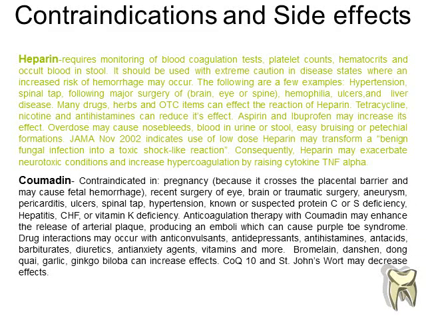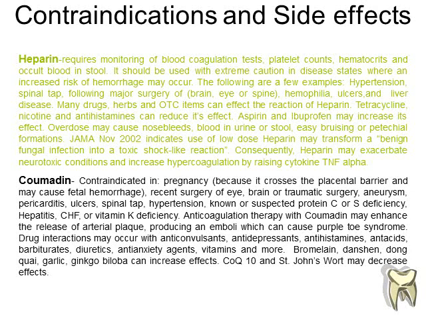Coumadin is contraindicated in pregnancy because it crosses the placental barrier and may cause fetal hemorrhage. Other contraindications include recent surgery of the eye, brain, or traumatic injury, aneurysm, pericarditis, ulcers, spinal tap, hypertension, known or suspected protein C or S deficiencies, hepatitis, congestive heart failure, or vitamin K deficiency. Anticoagulation therapy with Coumadin may enhance the release of arterial plaques, producing an emboli which can cause purple toe syndrome.